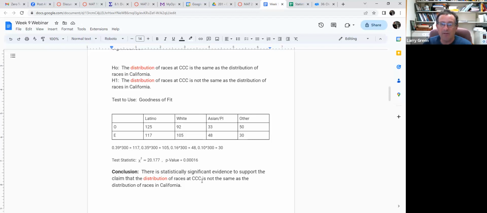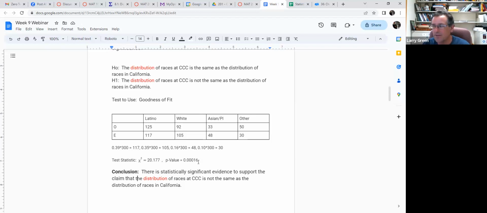Okay. By the way, what would change? Let's say numbers were different and we got a p-value instead of this 0.00016. Let's say the p-value is 0.73. What would change? Not much. What would change? Yeah, the idea changes a lot, but the wording doesn't change much.